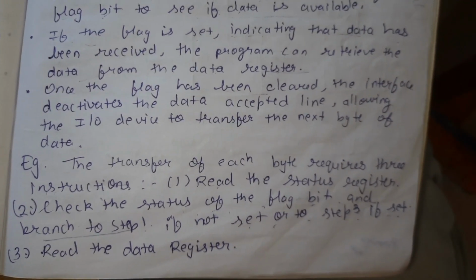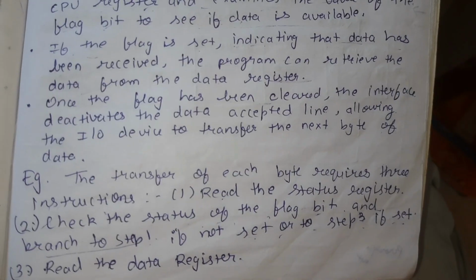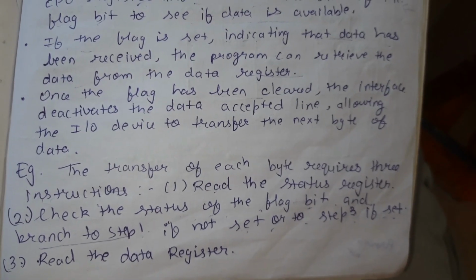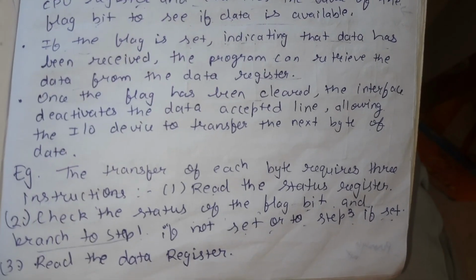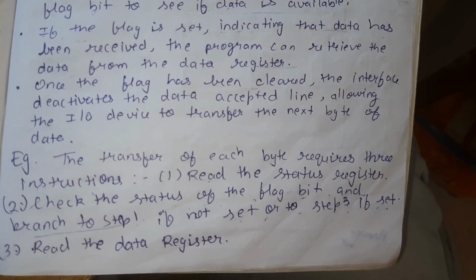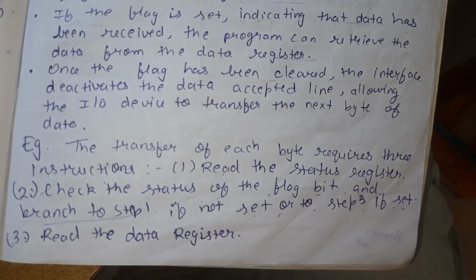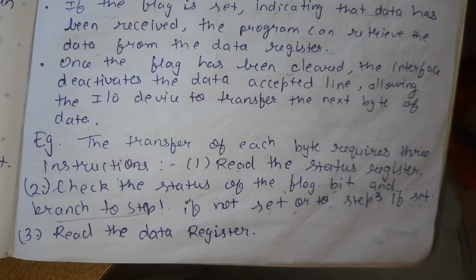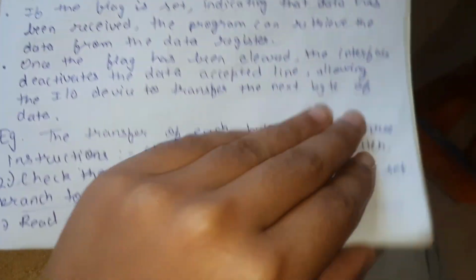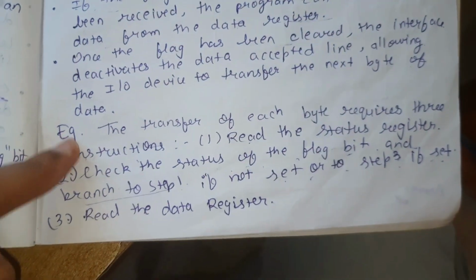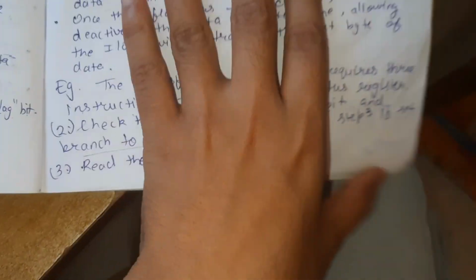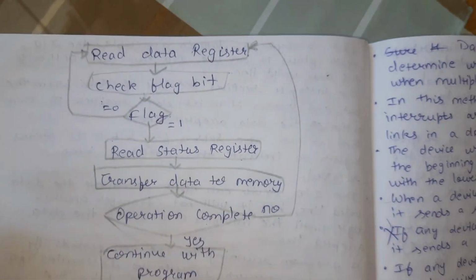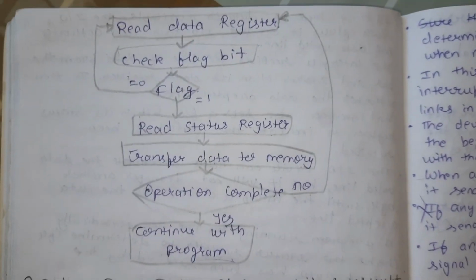Transferring each byte requires three instructions: read the status register, check the status of the flag bit and branch to step 1 if it is not set, or go to step 3 if it is set, then read the data register. These points are written from the flow diagram that I will explain this way. From that you can write the description from the diagram.